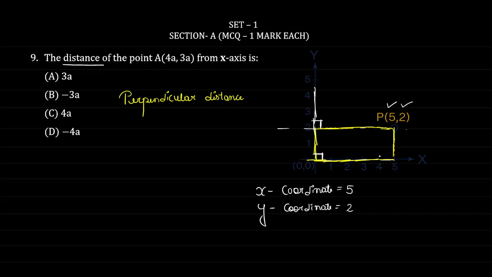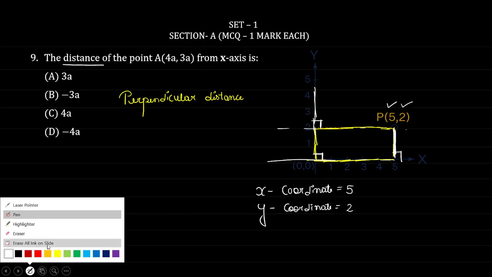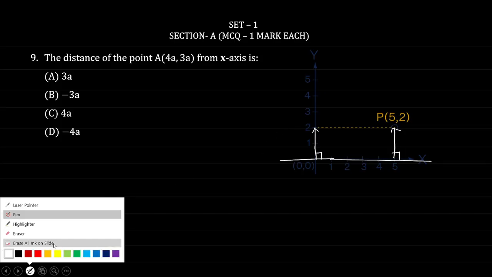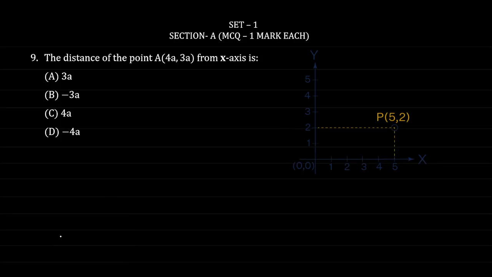Talking about the y coordinate. This is your y coordinate value. Again, see, this is my x-axis. Look at this. This is the value of the y coordinate. This is what we are measuring: the perpendicular distance from the x-axis. So this is how you define your x and y coordinates.